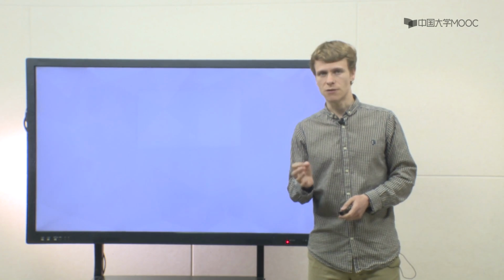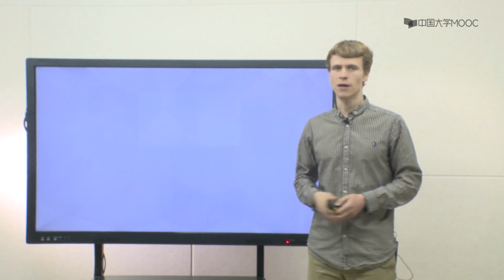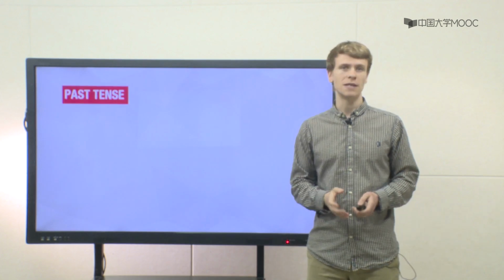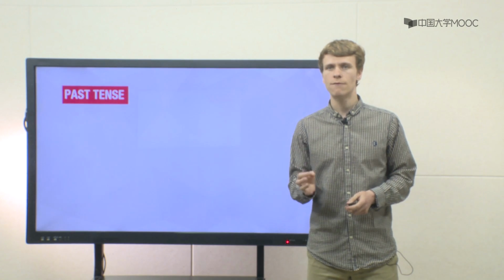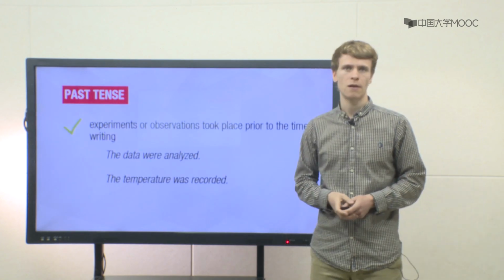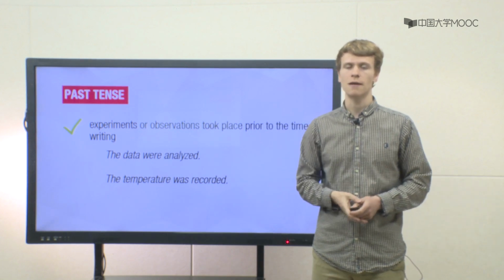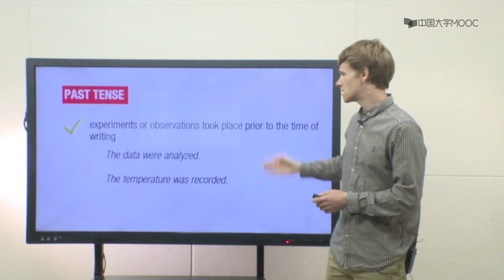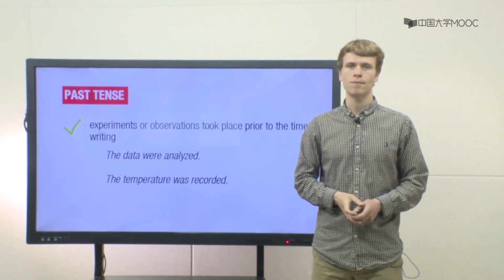The other grammatical point we're going to cover is the use of tense in scientific writing. Scientific writing frequently uses the past tense, particularly when the main focus is to describe experiments or observations, particularly ones that took place prior to the time of writing. For example, the data were analysed, the temperature was recorded.